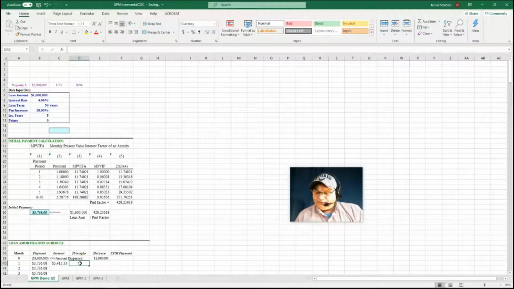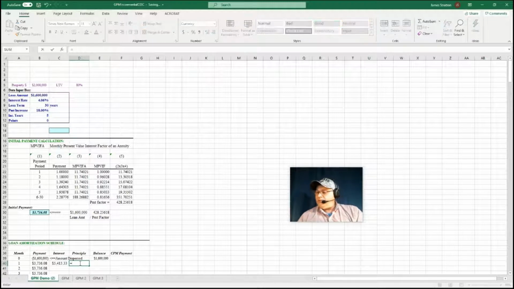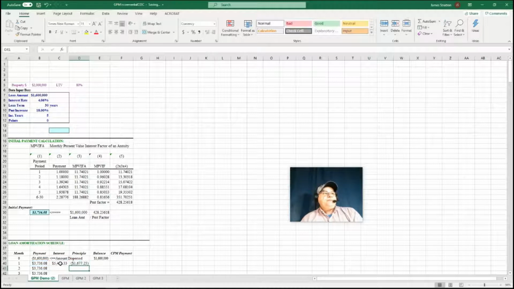Okay. And then what we're going to have is our principal. We're going to figure out our principal, which we're also going to force. We're going to go B40 right there. Minus C40 right there. Hit enter. And it went negative on us. I did that on purpose.